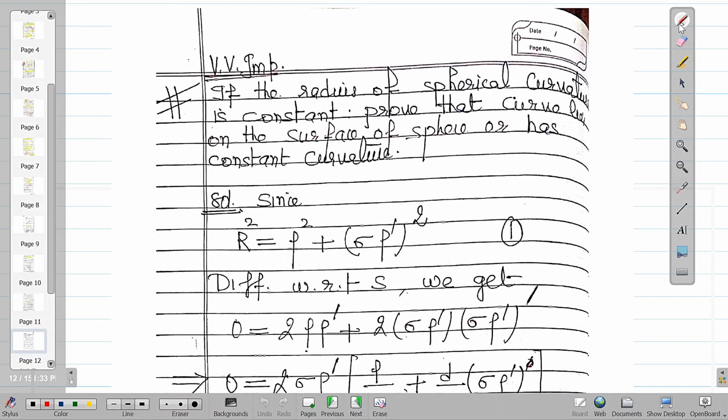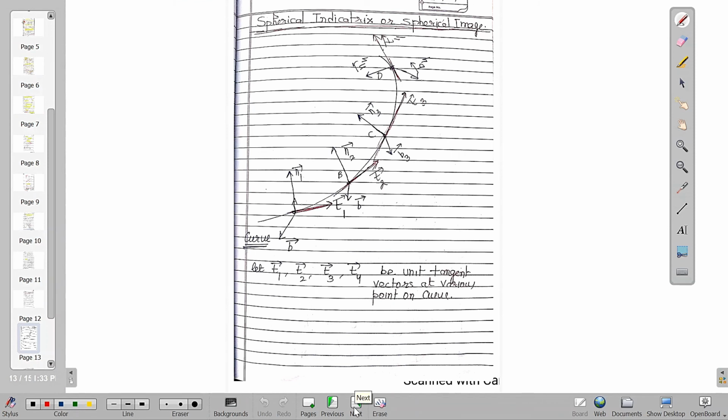Now in this question, if the radius of spherical curvature is constant, clear, then prove the curve lies on the surface of a sphere. It has a constant curvature. Okay? So that is repeated a second time, which we already did in the previous slide. Now next, spherical indicatrix or spherical image.